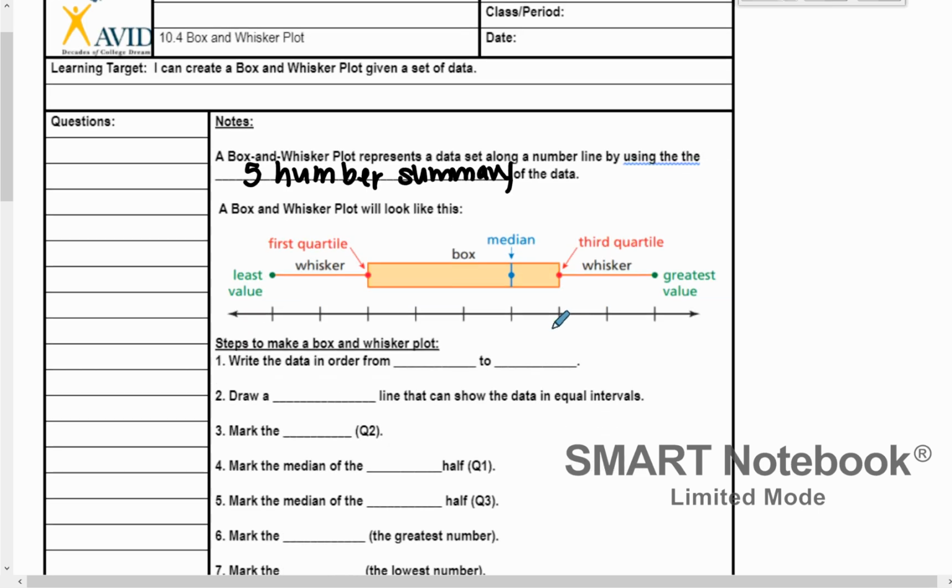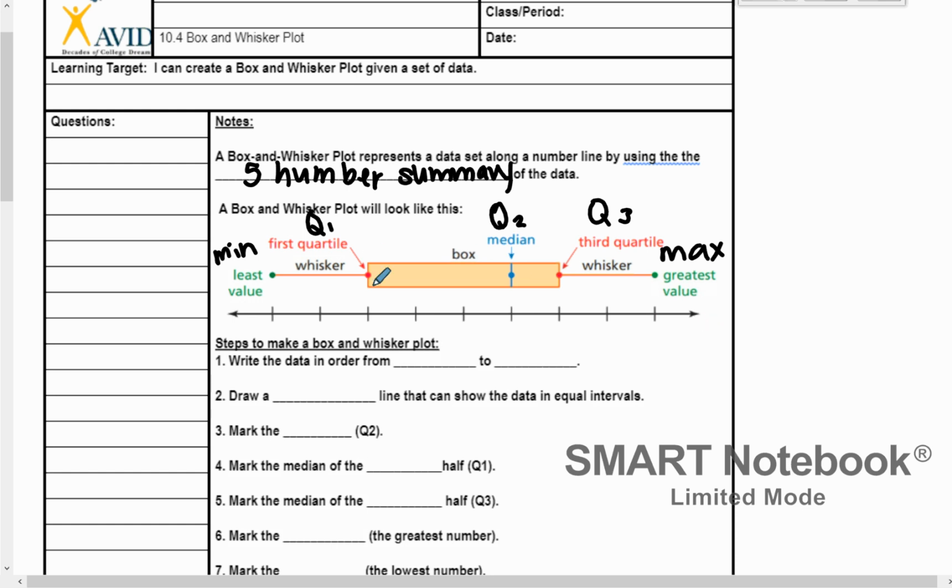Okay, so here we can see all of our 5 numbers. So here we have the least value, that's what we call our min, our first quartile, Q1, our median, Q2, our third quartile, Q3, and our greatest value, our max. So that's where all of those 5 numbers that we learned how to find yesterday are incorporated into this graph called a box and whisker plot.